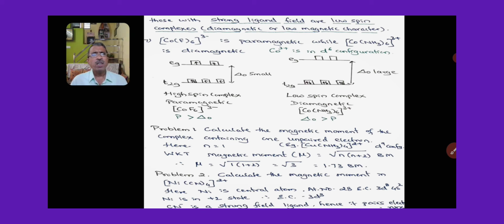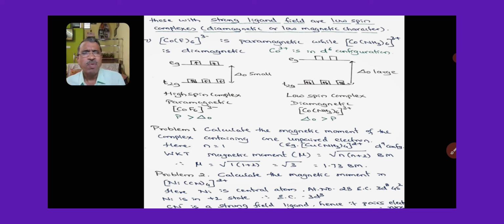In the case of the hexammine cobalt 3 complex, the energy difference between t2g and eg is high. Therefore, the electrons prefer to pair in the t2g orbitals. As a result, all 6 electrons get paired up. There is no unpaired electron. Therefore, this complex will be diamagnetic in nature. The experimental studies also prove the diamagnetic nature of this complex.